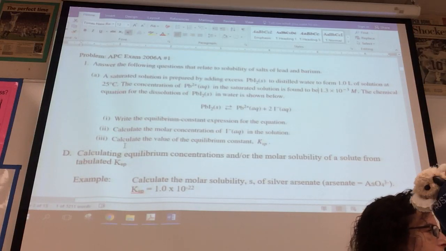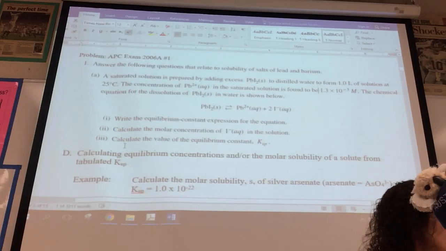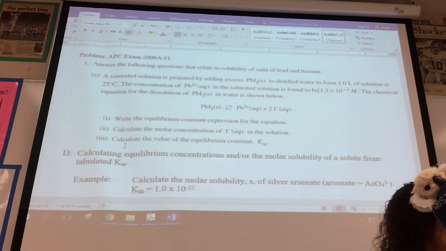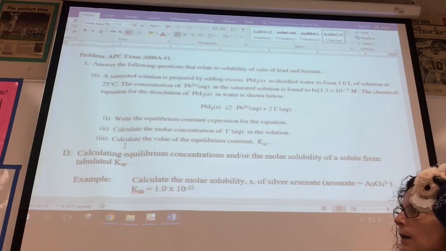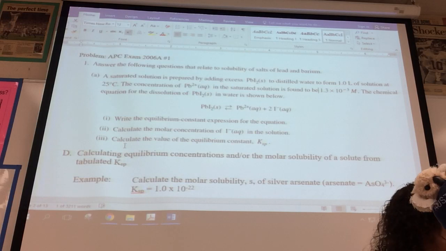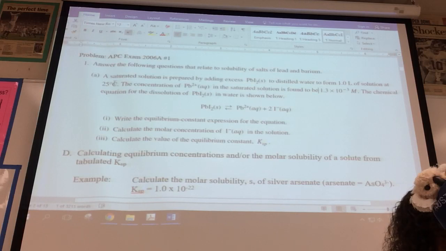Back in 2006, the first part of the first question is here. And it looks daunting, but I think as we work through it, you'll find it to be relatively straightforward. And as I said, you just hope you will see one of these. It says, answer the following questions that relate to solubility of salts of lead and barium. I'm only giving you the lead piece here. A saturated solution is prepared by adding excess lead-2 iodide to distilled water to form 1 liter of solution at 25 degrees Celsius.